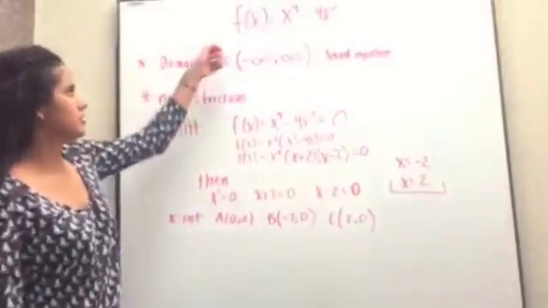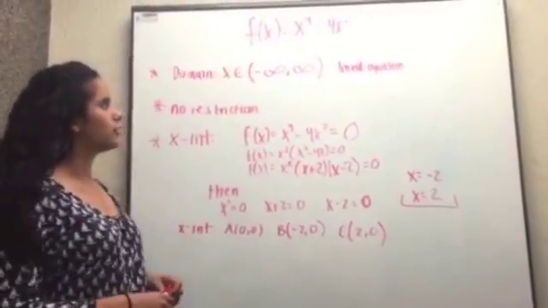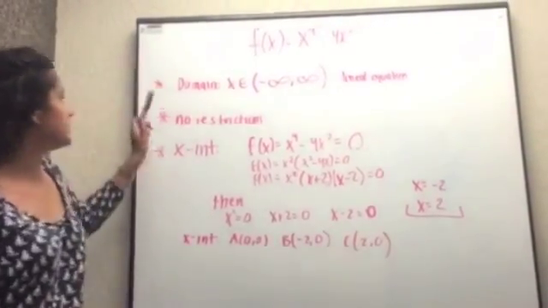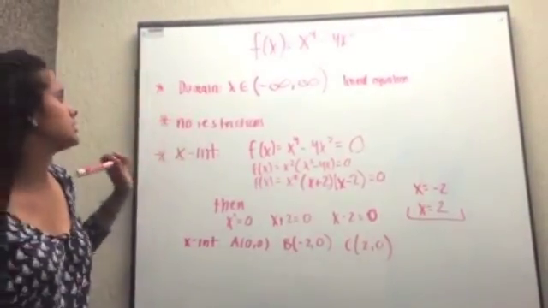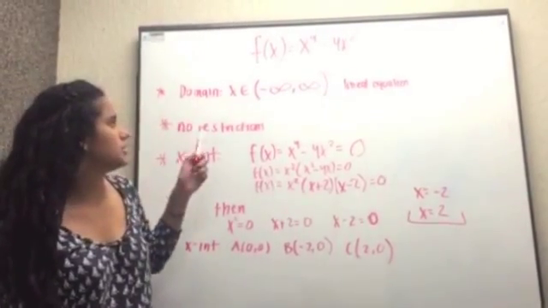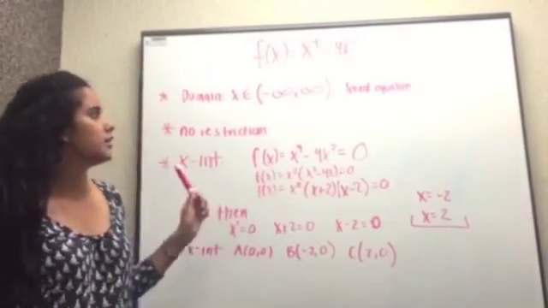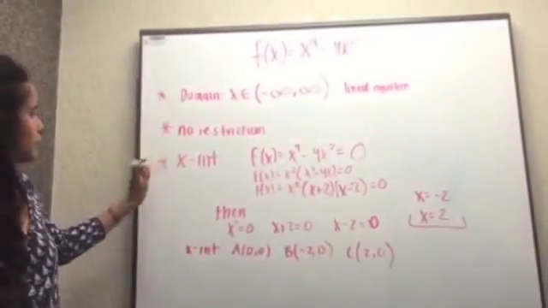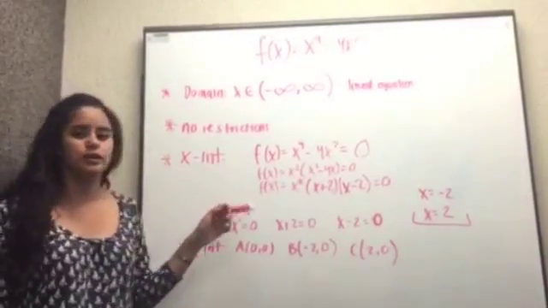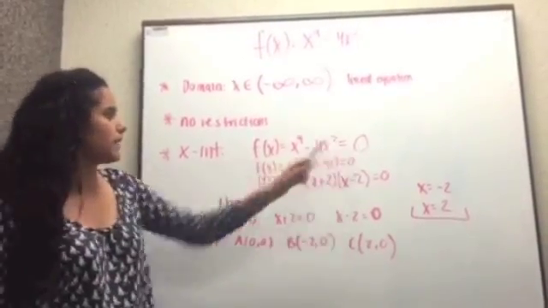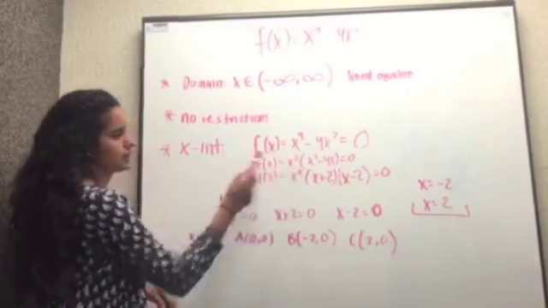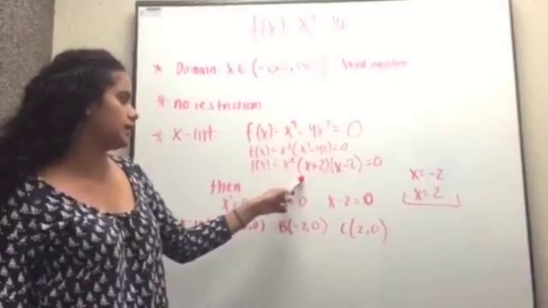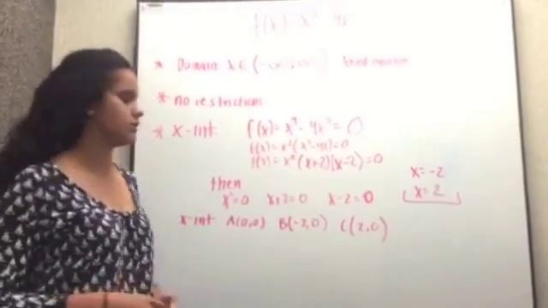Okay, so we got the equation f of x equals x to the power of 4 minus 4 times x squared. The domain of our equation is x from minus infinity to infinity because it has no restrictions. To get the x-intercepts, we set our equation equal to 0. Then we take the common factor x squared, and we solve the parentheses, which gave us x plus 2 times x minus 2 equals 0.